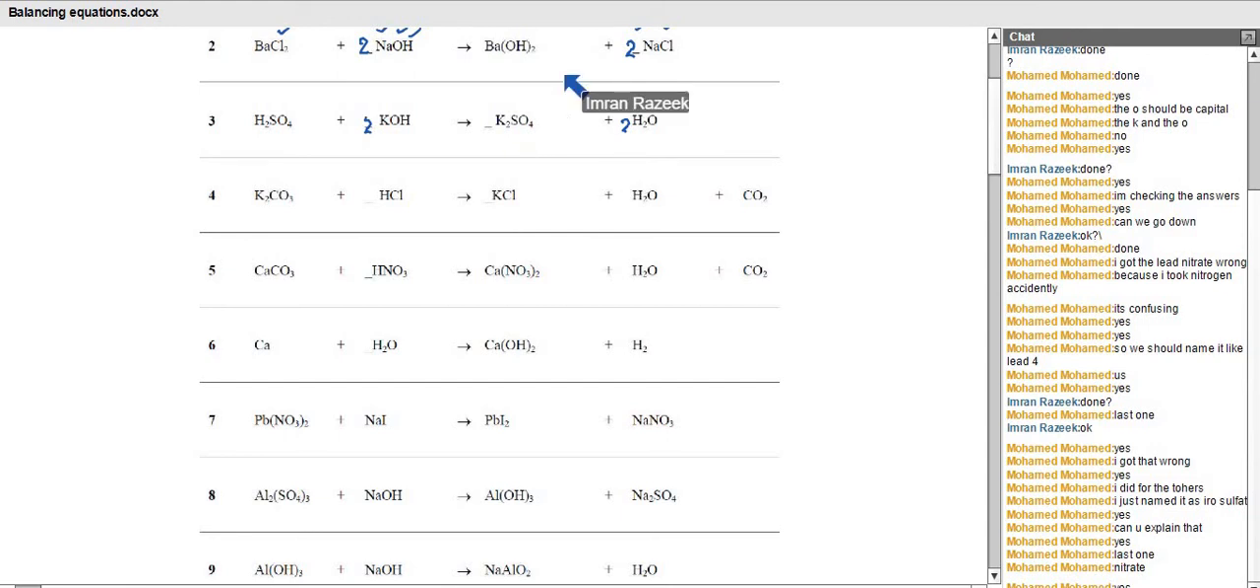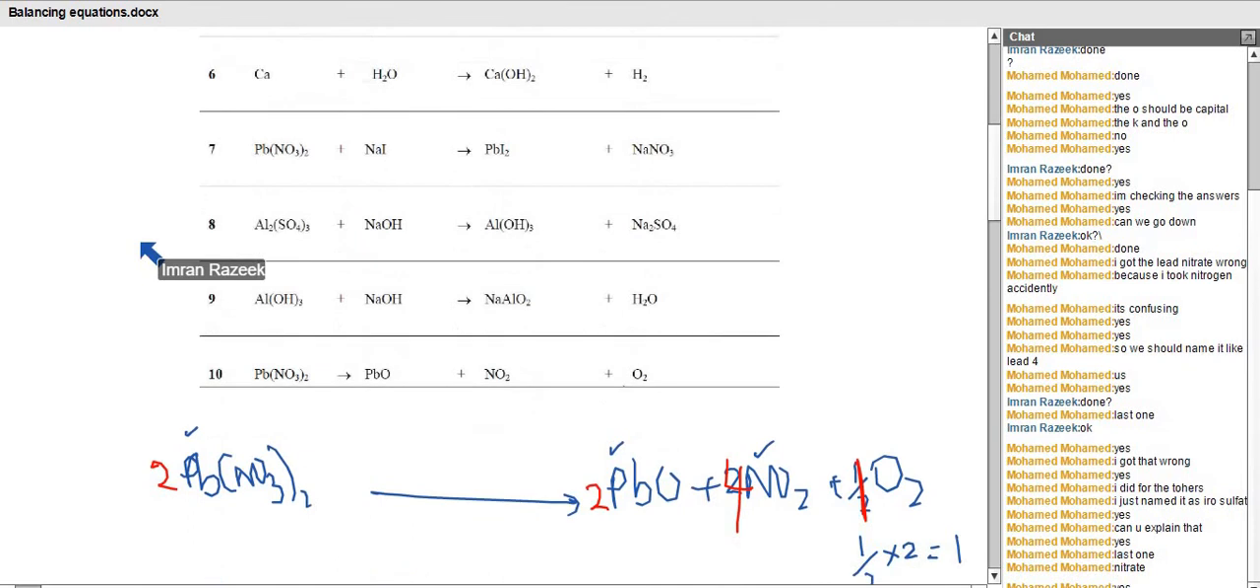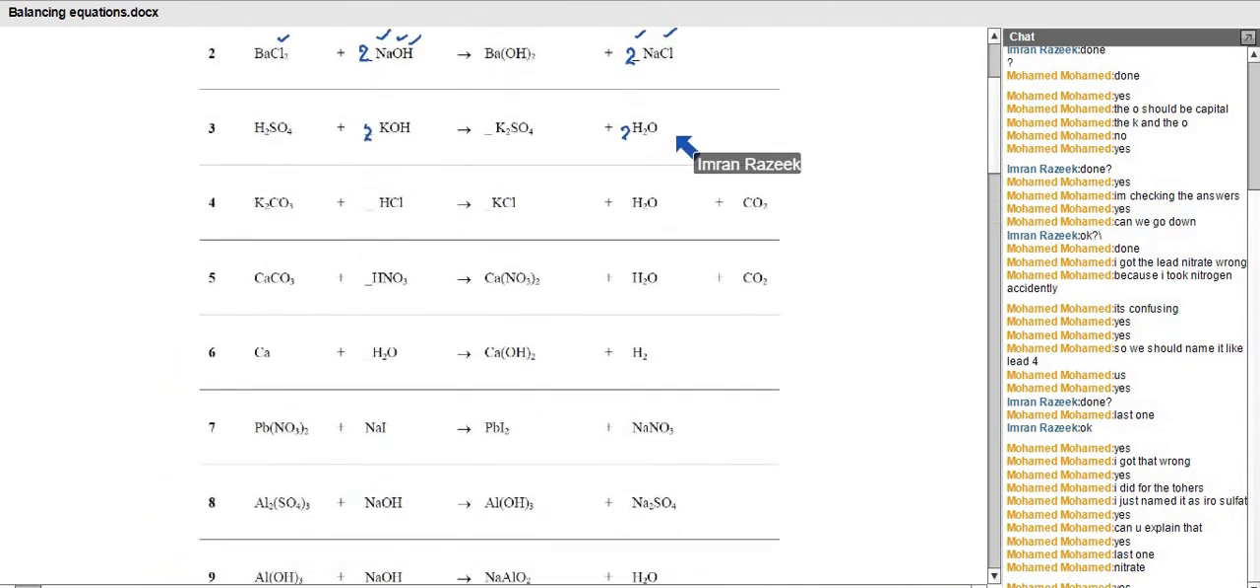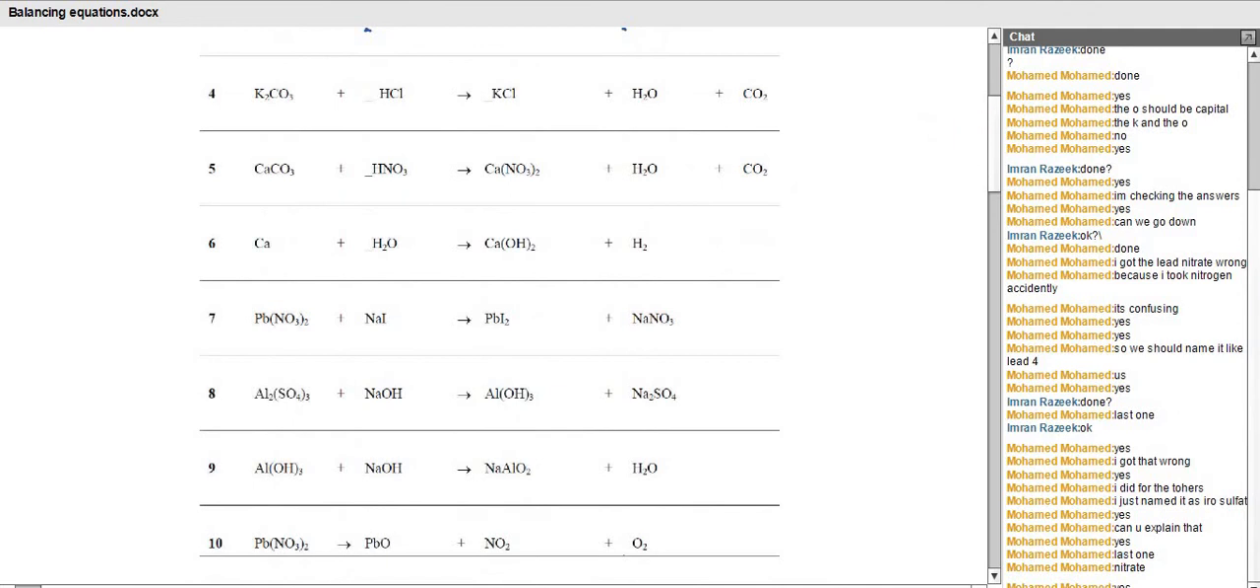Okay? So, you can start balancing now, 1 to 10. Only 1 to 10. Right? And we'll check the answers. And if everything is correct, we'll go on to the next page. Start.